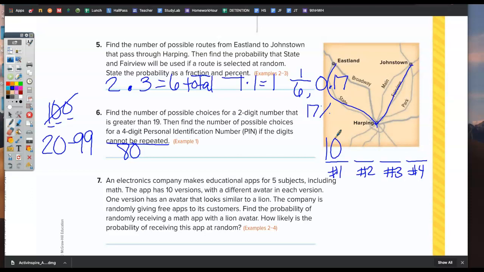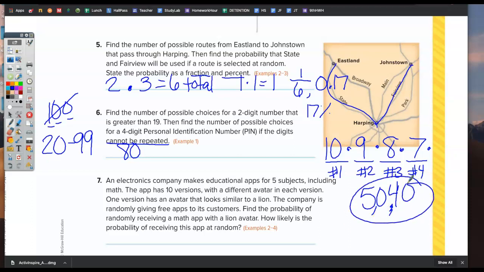However, since we use one of the 10 options, we only have 9 options for the second digit. Then since we use one of the 9, we only have 8 for the third digit, and since we use one of the 8 options, we only have 7 for the fourth. Therefore, 10 times 9 times 8 times 7 is 5,040. There are 5,040 total possible choices for a 4-digit PIN number.